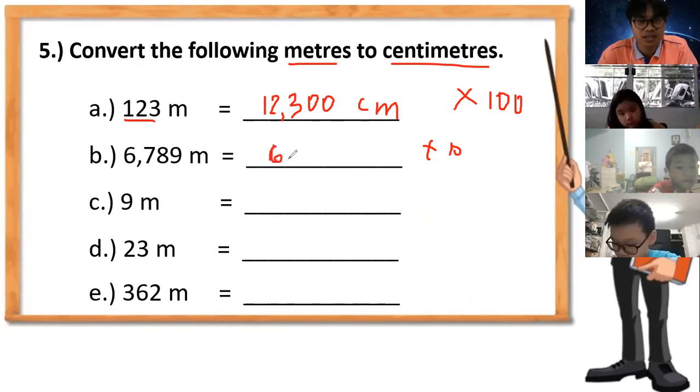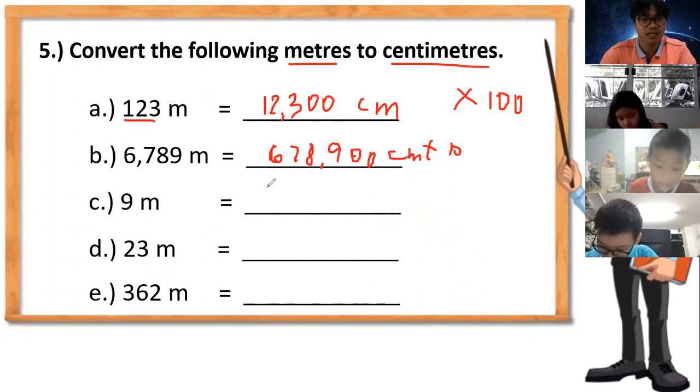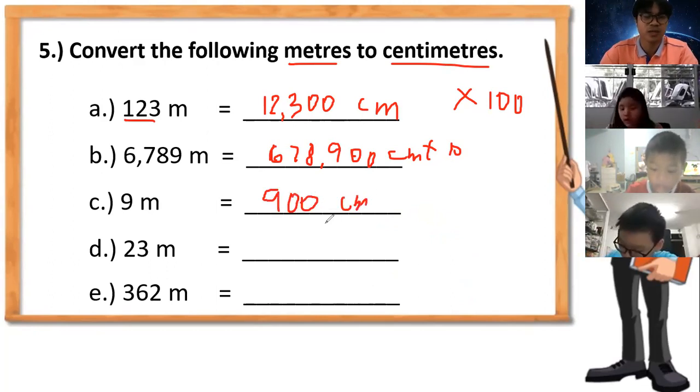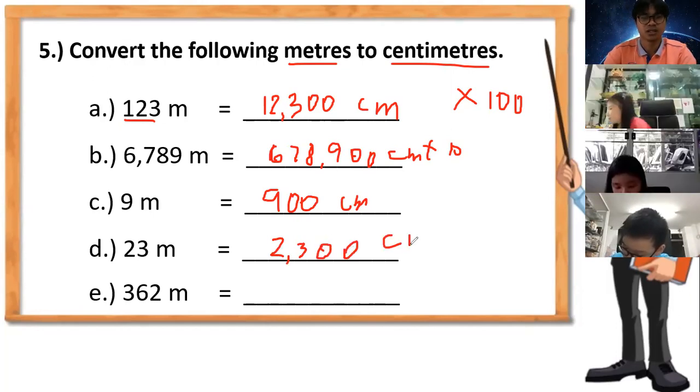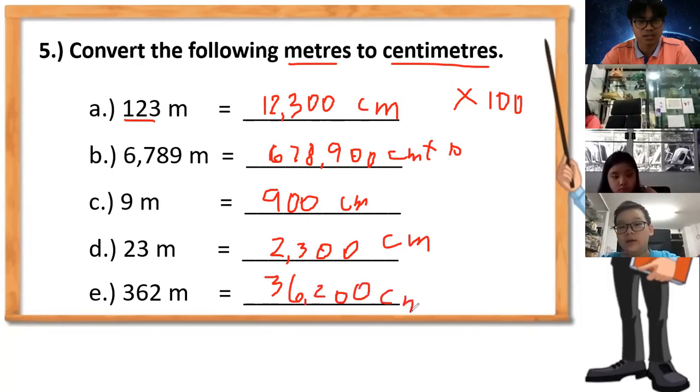Okay, just follow the teacher here. 9 meters. How many centimeters? 900 centimeters. 23 meters: just add 2 zeros, 2,300 centimeters. 362 times 100 is 36,200 centimeters.